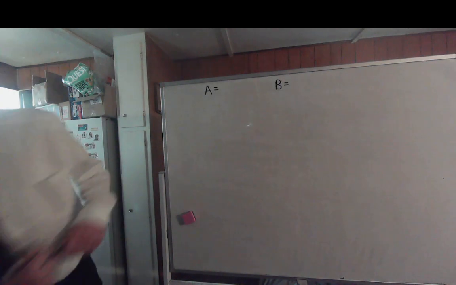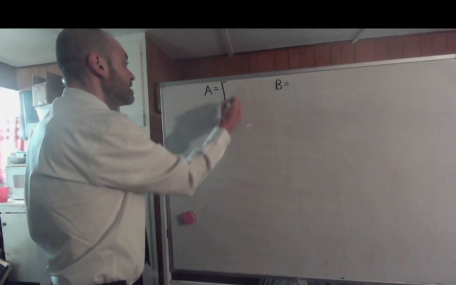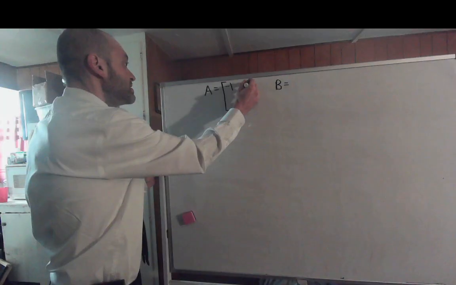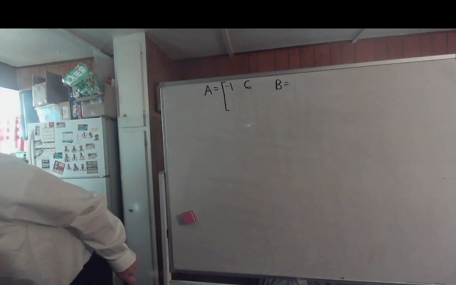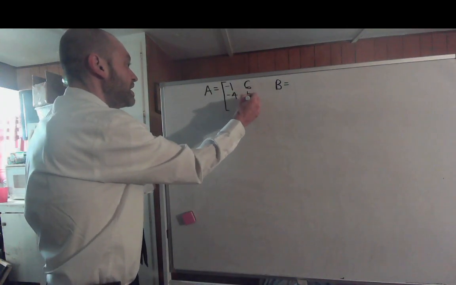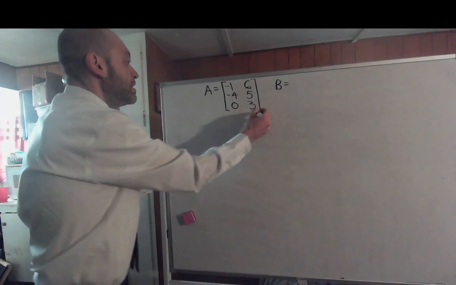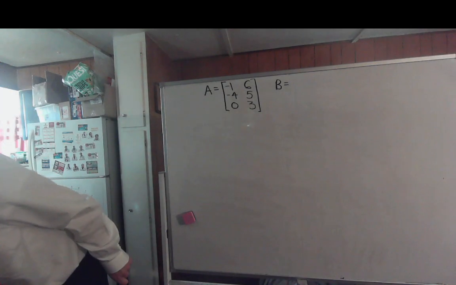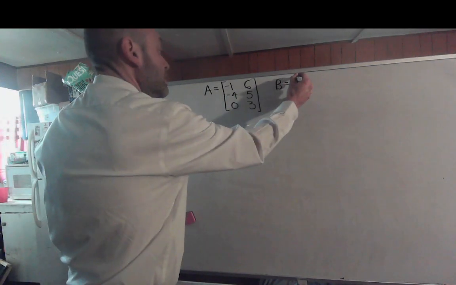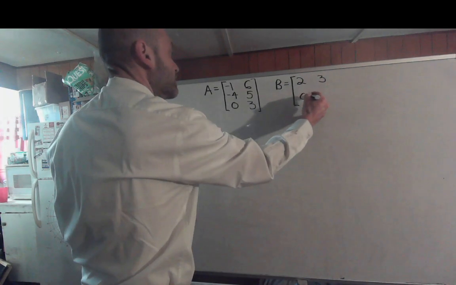Let's see here. So matrix A has entries -1, 6, -4, 5, 0, and 3. Matrix B has entries 2, 3, 0, and 9.